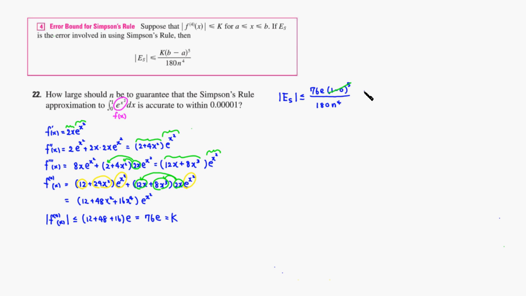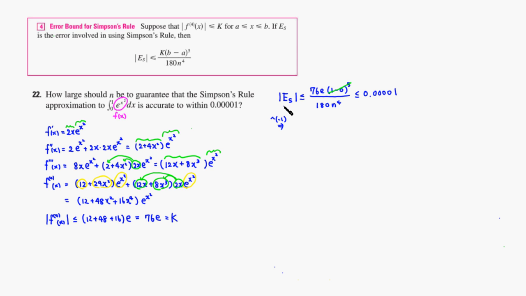And we want this to be within 0.00001. Let's make sure I have the right number of zeros: 1, 2, 3, so 0.00001. So all we have to do is solve this inequality for n. First, we can simplify. Actually, I'm just going to go ahead and take the reciprocal.